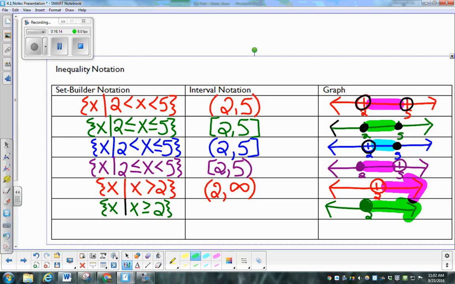Then our interval notation is going to look pretty similar. The only thing is that since x can reach 2, it can hit 2, we do a bracket at 2. And then it goes on forever. x is anything greater than 2, so it goes all the way up to infinity. And we do a parentheses because you can't hit infinity.